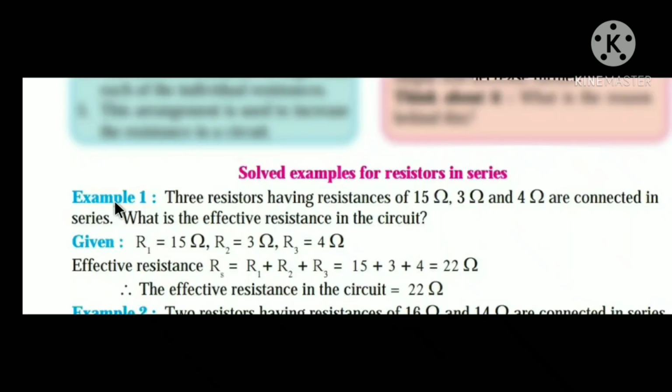See students, solved example for resistors in series. First example, 3 resistors having resistances of 15 ohm, 3 ohm and 4 ohm are connected in series. What is the effective resistance in the circuit? Given R1 is equal to 15 ohm, R2 is equal to 3 ohm, R3 is equal to 4 ohm. Effective resistance RS is equal to R1 plus R2 plus R3, that is 15 plus 3 plus 4 is equal to 22 ohm. So the effective resistance in the circuit is equal to 22 ohm.